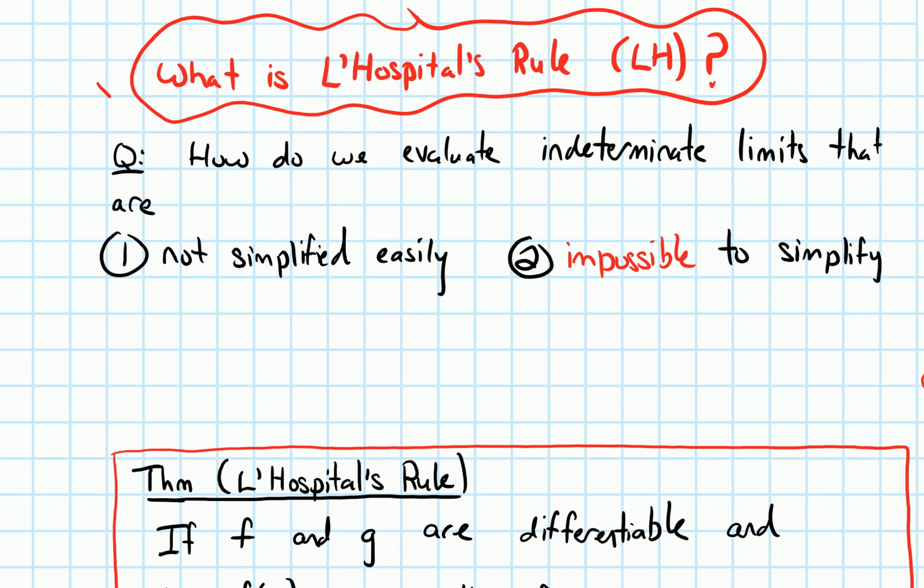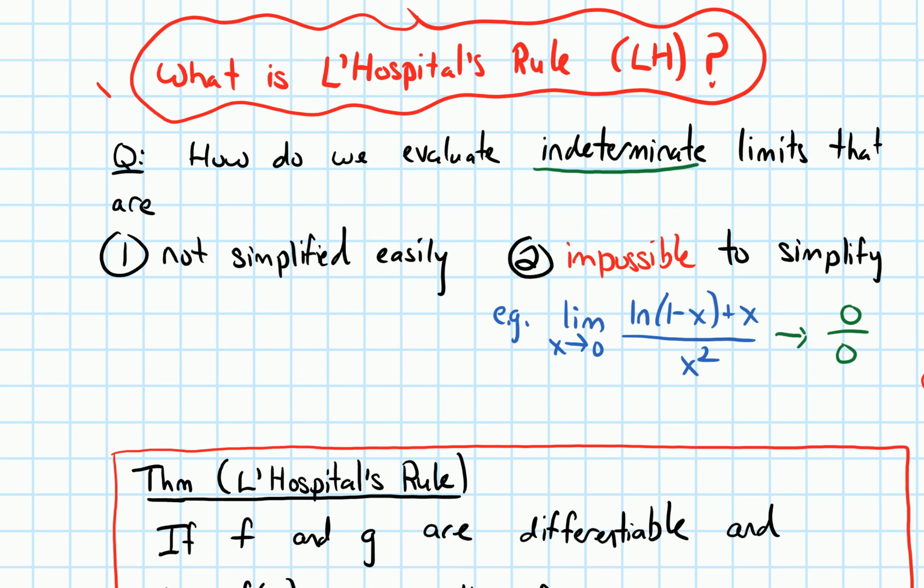So let's give an example. An example of an indeterminate form that's impossible to simplify is something like the limit as x approaches 0 of ln of 1 plus x minus x, all over x squared. With this limit, when we plug in 0, we end up getting 0 on the bottom, and on the top we'll get ln of 1 plus 0, but ln of 1 is 0. So in the numerator we also get 0. And 0 over 0 is an indeterminate form. It's one of our indeterminate forms.